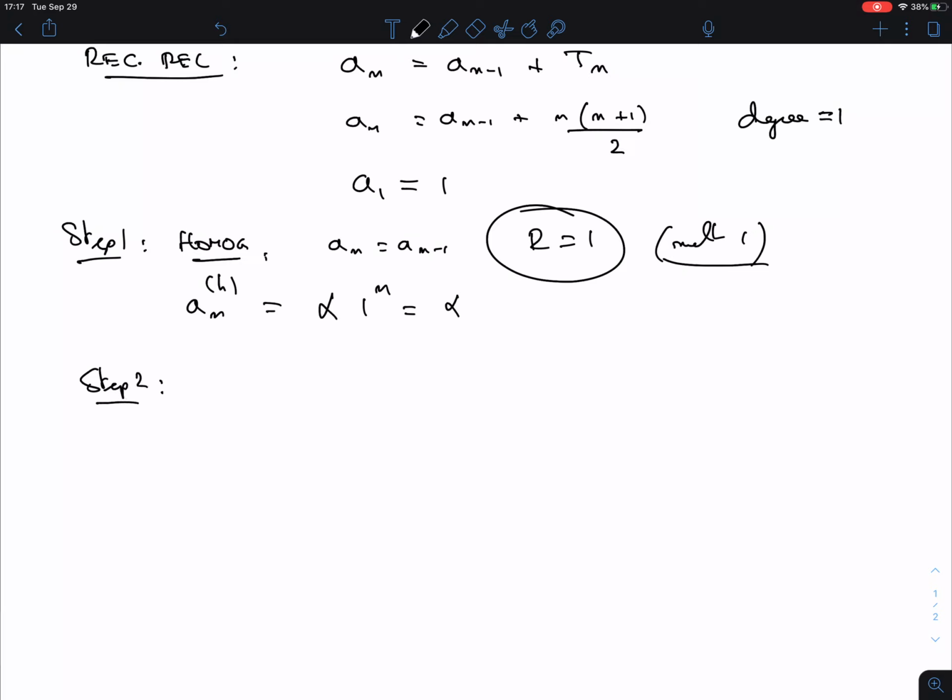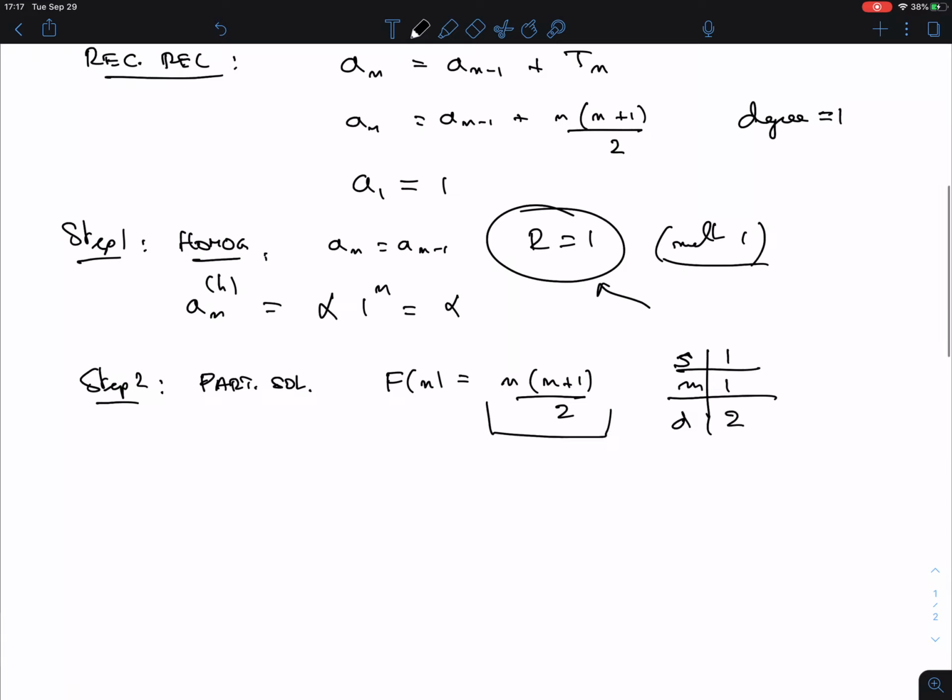Step 2. The inhomogeneous one, so we need a particular solution. Let me write it up. So what we look at is f of n, and f of n is n times (n plus 1) over 2. Now that is a polynomial. So here we have s, m, and d. S is what here? Because we don't see it, we know that S is 1. What's the multiplicity of that? Oh, be careful, it actually is a root, so the multiplicity is 1. And what is the degree? We talk about the degree of this, that is degree 2.